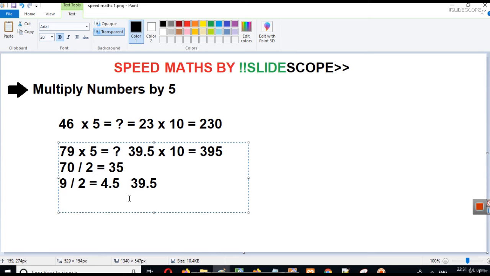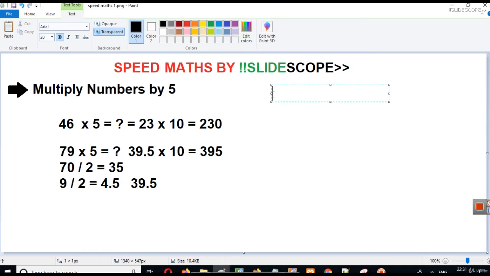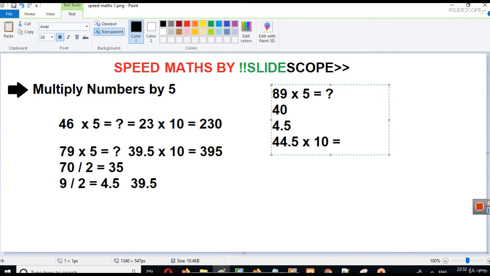Let's take another such example. Let's say 89. Again, first we have to calculate 89 multiplied by 5. So first we have to calculate half of 89. So 40 and 4.5 is 44.5, and hence multiplied by 10, the answer will be 445. You don't have to write this calculation, you just have to do everything in your mind.